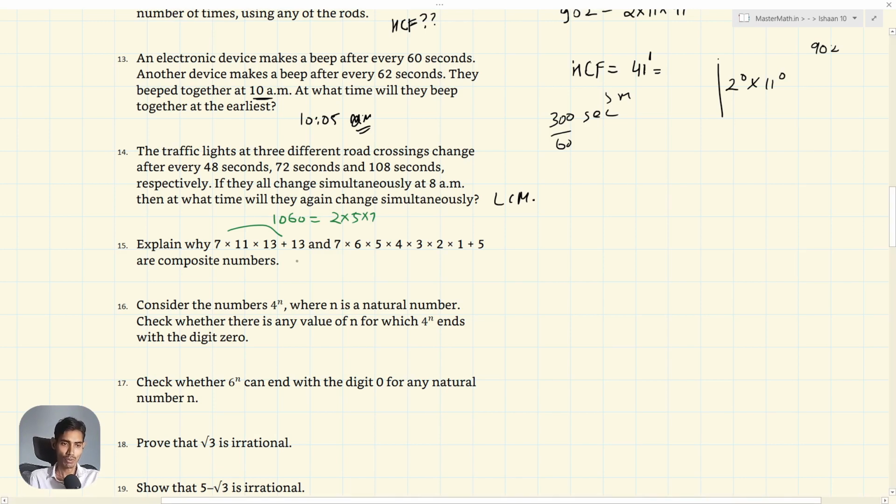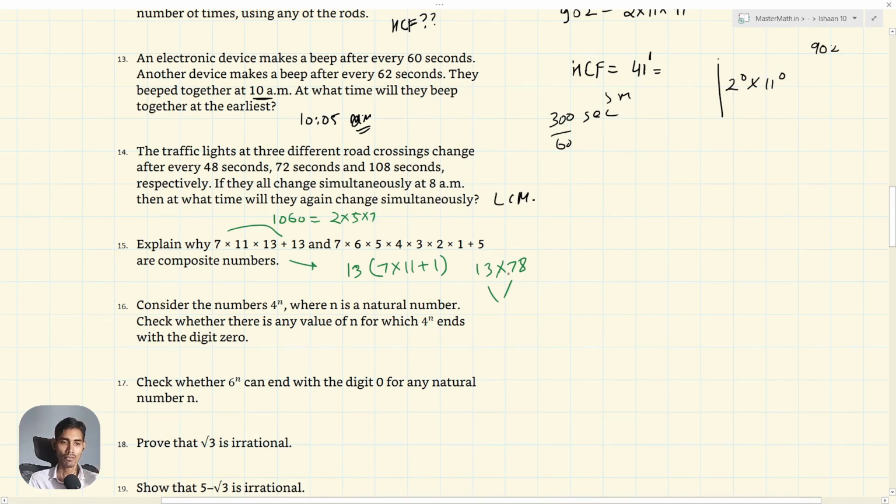But should we just directly say that because there's more than one prime factor present in the equation? They are already giving you this hint. So take 13 common. What are you left with? 7 into 11 plus 1. So 13 into 78. So there are clearly two factors. So why go for 1060? Complete multiplication and solve it. 1060 is a made up number, but you get the point, right?